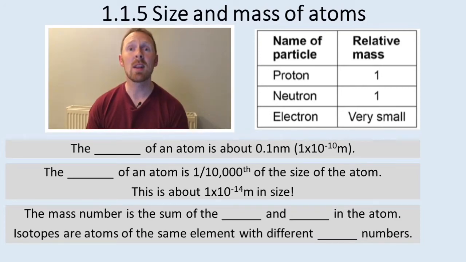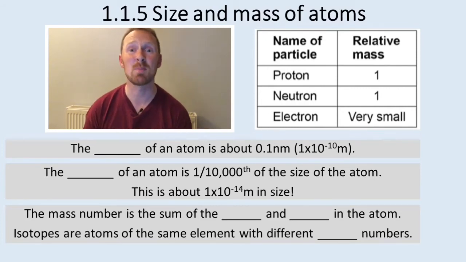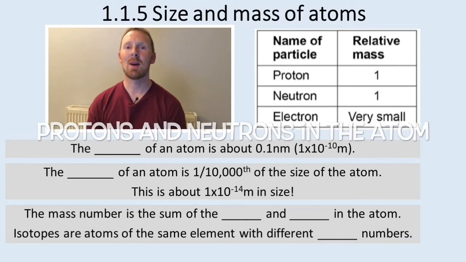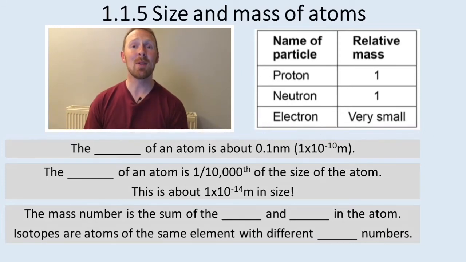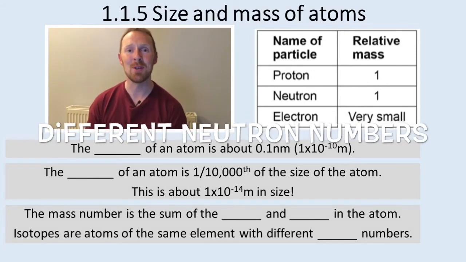Now, when we consider the mass of an atom, we're considering the mass of the protons and the neutrons, because the electrons have such a small mass. So the mass number of an atom is the sum of the protons and the neutrons in that atom. I mentioned it before, but we'll mention it again. There are some atoms that have the same number of protons, but a different number of neutrons, and they are isotopes. So isotopes are atoms of the same element with a different number of neutrons, or different neutron number.